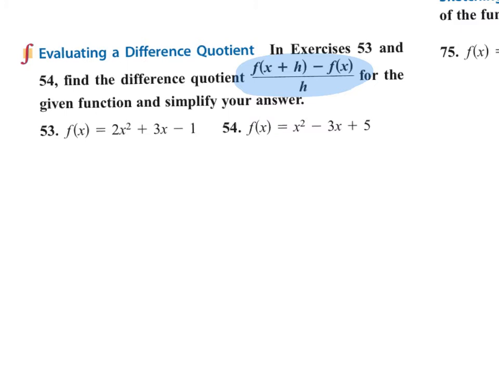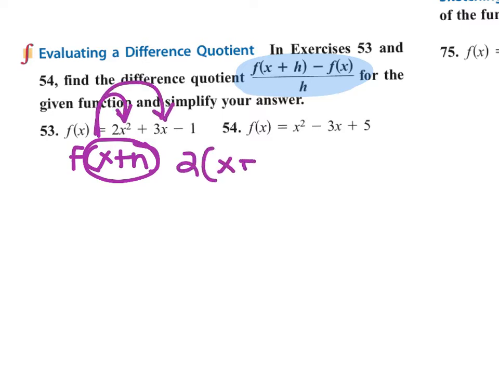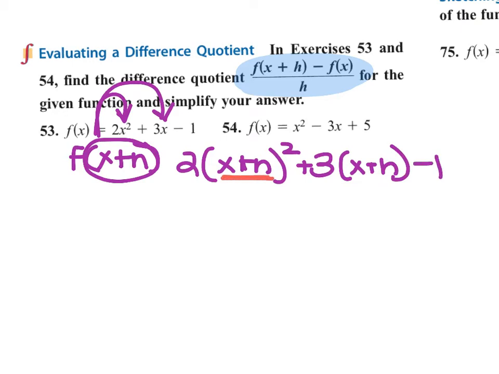So the first thing I'm going to do is find f of x plus h, which means I'm taking x plus h, and I'm plugging it in to each of the x values. So I get 2 times (x plus h) squared plus 3 times (x plus h) minus 1. And then I would expand and FOIL this. So the more you do this, the easier it's going to get, because if you've done this a couple of times, you might have memorized what x plus h squared is, which is x squared plus 2xh plus h squared.